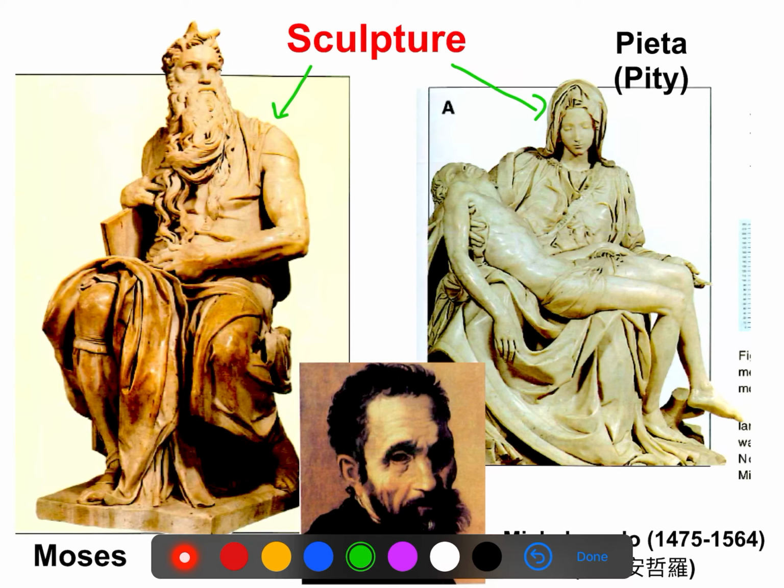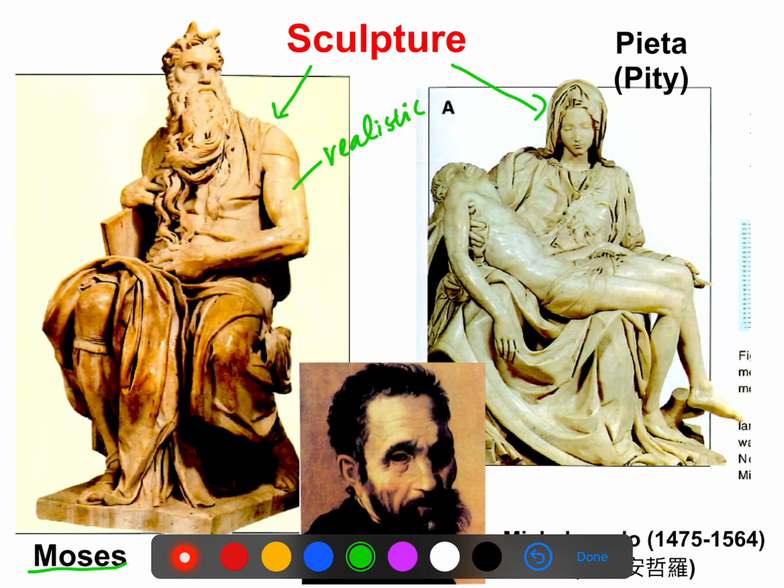On the left-hand side is Moses. He is one of the famous people in the Bible, who could separate the Red Sea and take the people across the sea. You can see the structure of Moses looks so real. You can see his muscles and his whole body. He is just like a real human. It follows the idea of humanism.